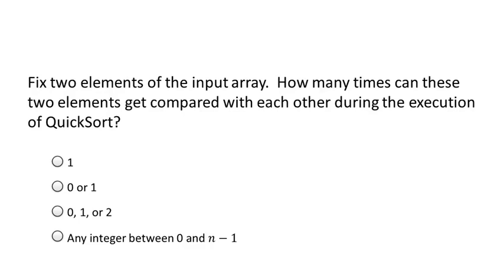All right, so the correct answer to this quiz is the second option. This is not a trivial quiz. This is a little tricky to see. So the assertion is that a given pair of elements, they might not be compared at all. They might be compared once, and they're not going to get compared more than once.